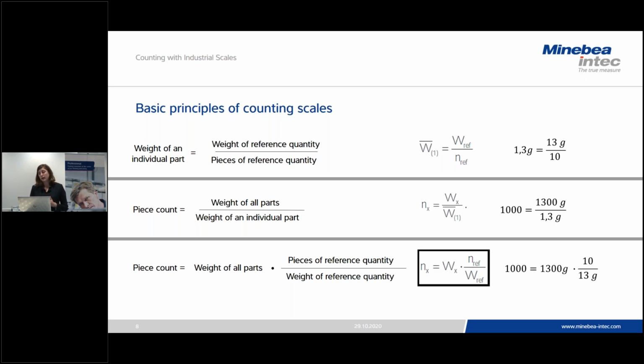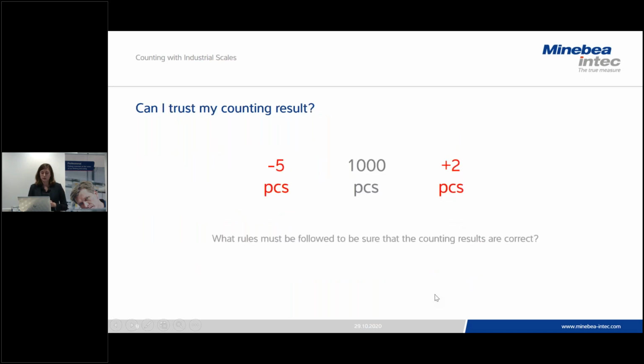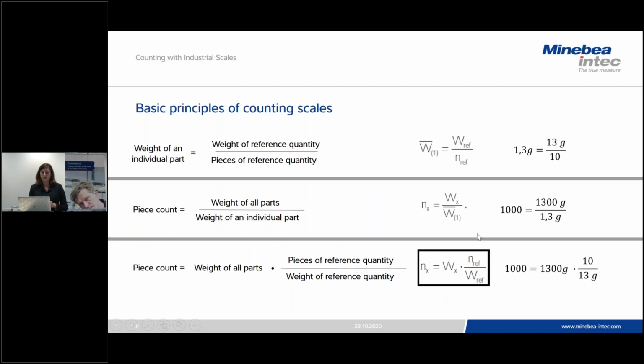When you want to have this in one equation, you can put W1, the weight of an individual part, into this equation, and you get the equation you can see at the bottom, which is the weight of all parts times the pieces of the reference quantity divided by the weight of the reference quantity. This is the basic formula used for counting with industrial scales.